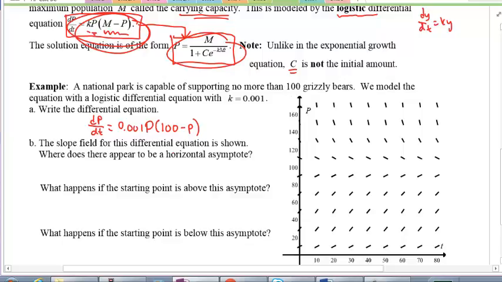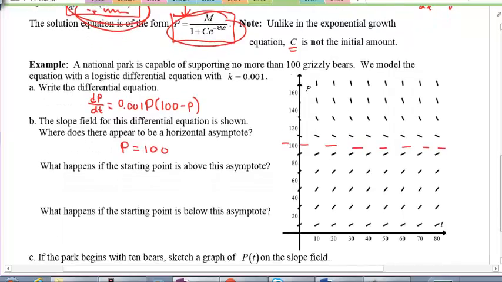Now, part B says the slope field for this differential equation is shown to the right. And if I ask you to look at the slope field, can you figure out where the horizontal asymptote is going to be? Can you kind of see how the horizontal asymptote probably looks like it's right here at 100? Which I think makes sense, because I'm telling you there's no more than 100, so your graph cannot be larger than 100. But what happens if the starting point is above this asymptote? So let's not worry about the context of this question, just look at the actual slope field. If the starting point was above, so I'm just going to use my green highlighter, say, I don't know, somewhere up here, what do you think happens?